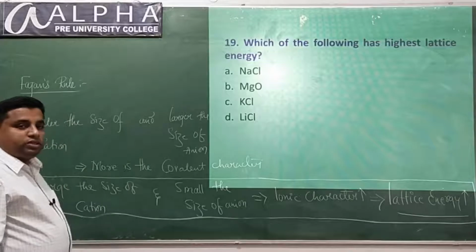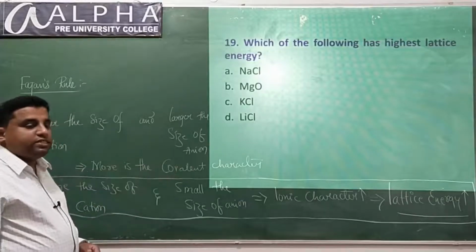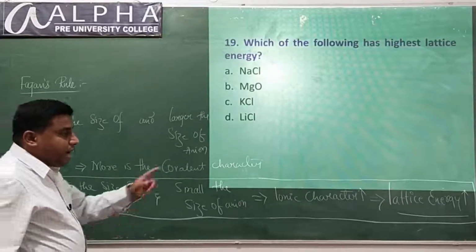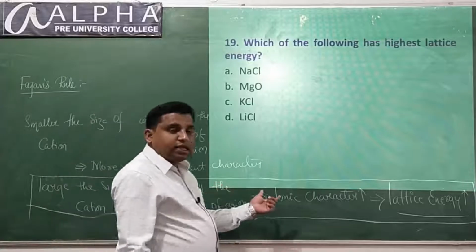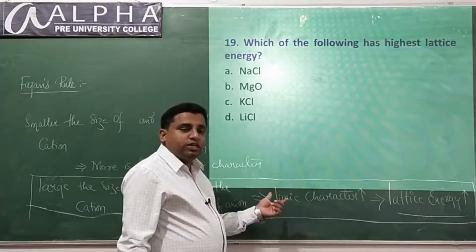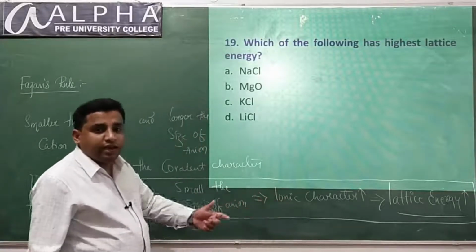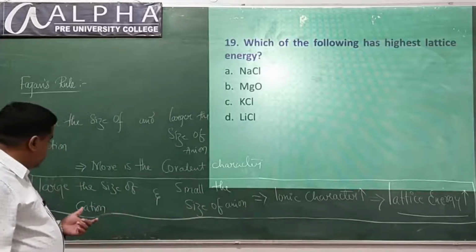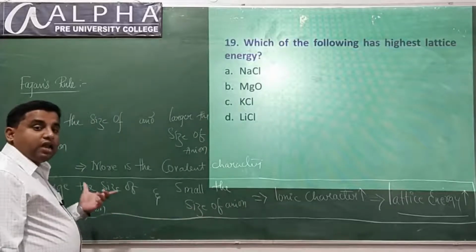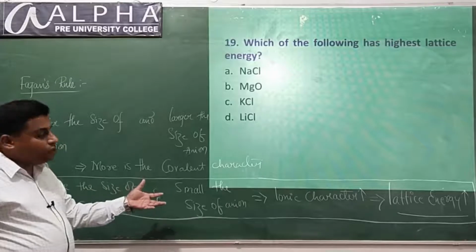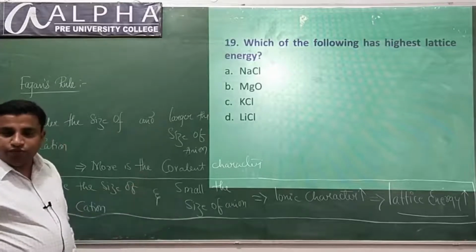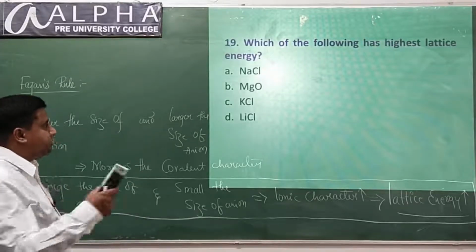So if I want to judge which has highest lattice energy, I should just check which one has highest ionic character. If I have to judge which has highest ionic character, then I have to see which cation has large size and which anion has small size.